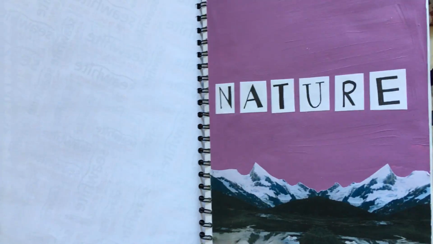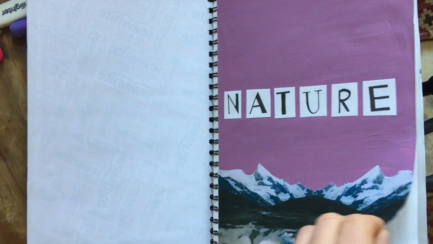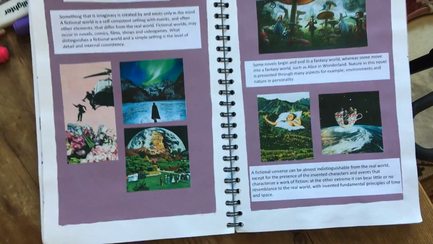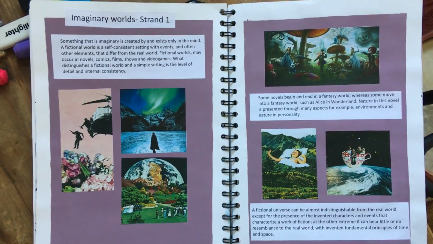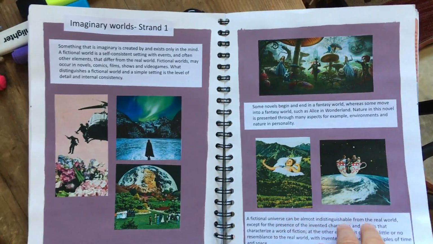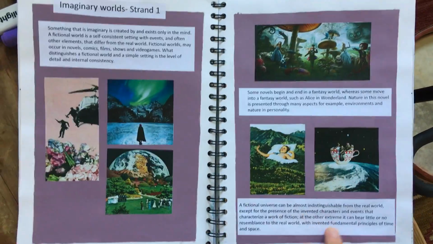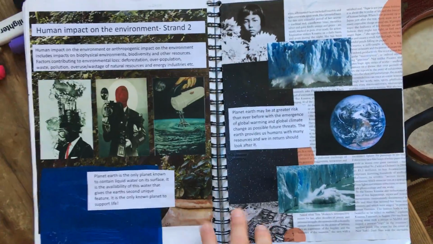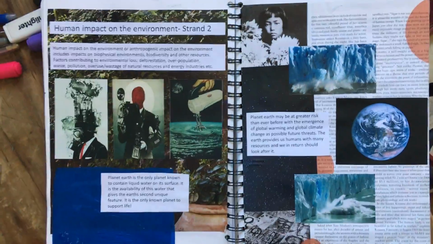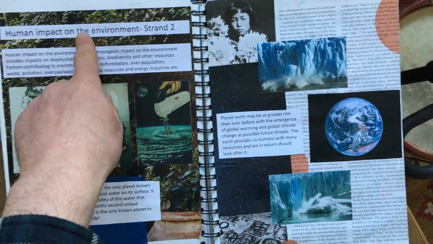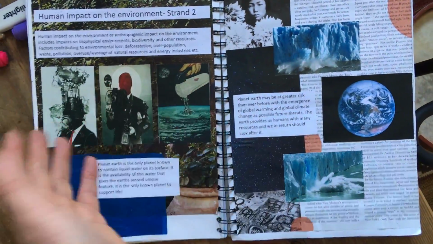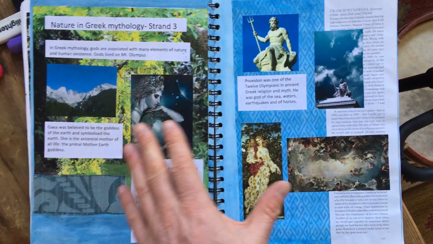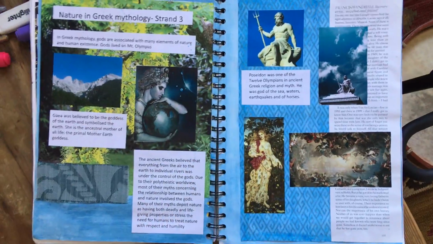Another student, she got a 9 too. Nature. So for nature strand 1, she's done imaginary worlds, and that's what she took forward. Imaginary worlds. She hasn't done responses for this, if you notice. Strand 2, no responses. Strand 2 is human impact on the environment, and I think she combined 2 of these. And then strand 3, nature and Greek mythology. She did not take that one forward.